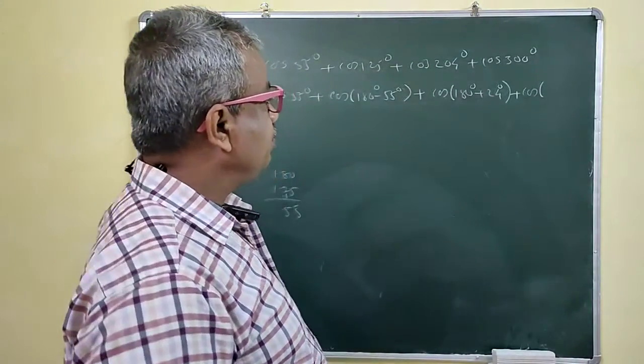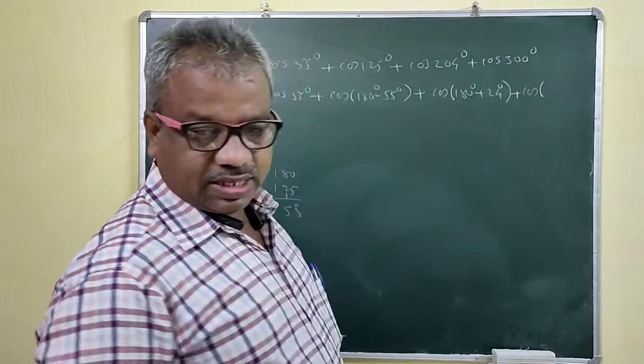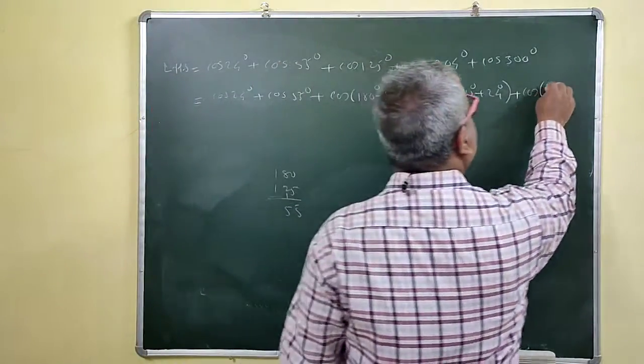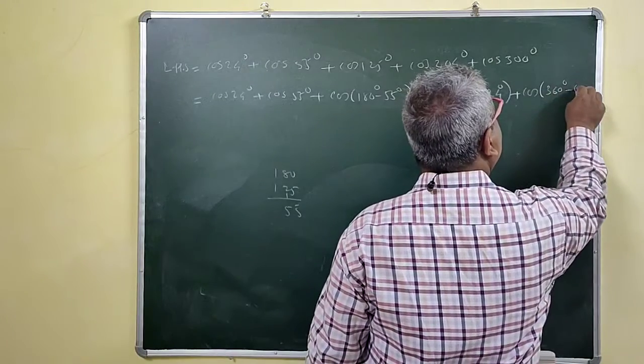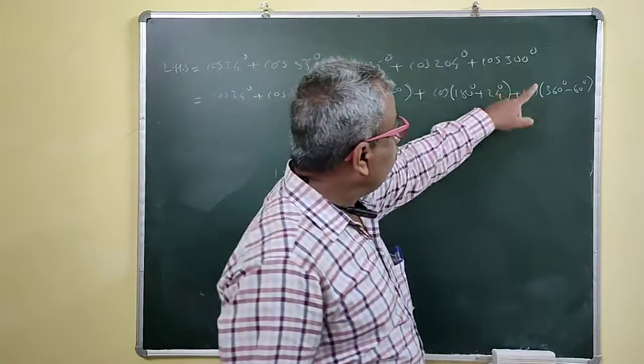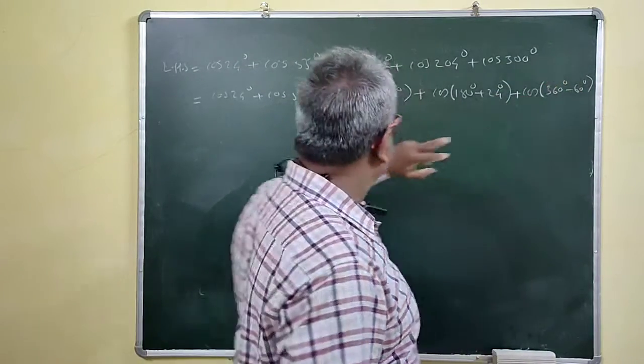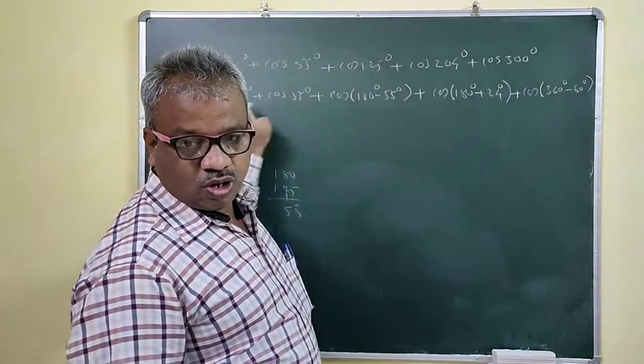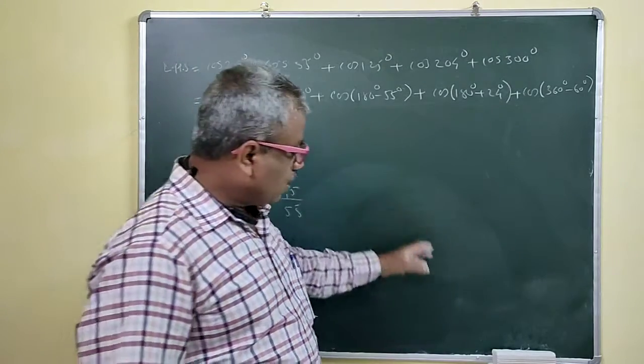300 is 360 minus 60. So 360 degree minus 60 degree will be 300 degree. See, we want the value to be half, so that means this cos 24 degree, which you don't know, should get cancelled somewhere.